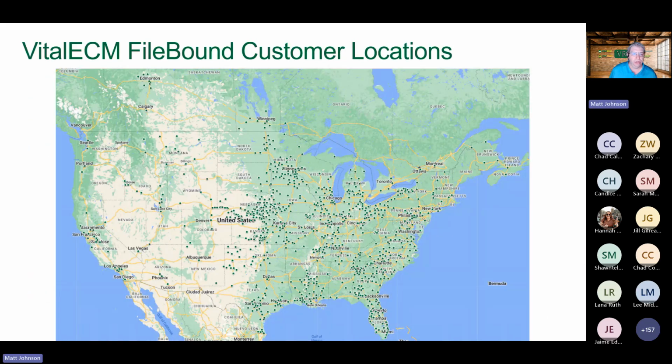So there's a map of all the FileBound customers that we have under the VRC umbrella throughout the United States, and again, some in Canada. One thing that we find is fun is that we cover all of the 4 time zones in the United States, but we also have the Atlantic time zone as well, which is the time zone just after the Eastern time zone. So kind of fun for us.